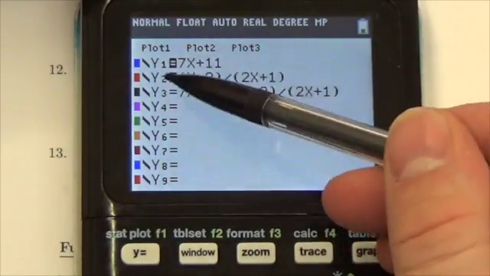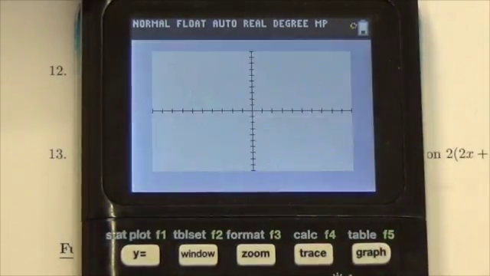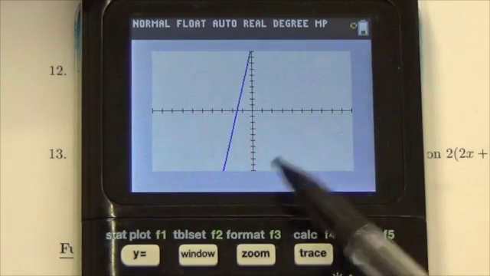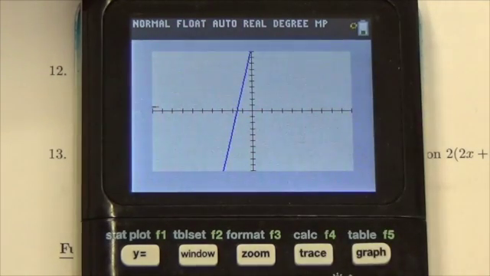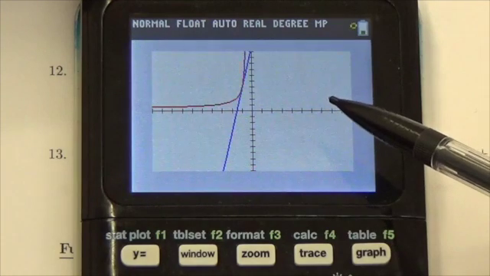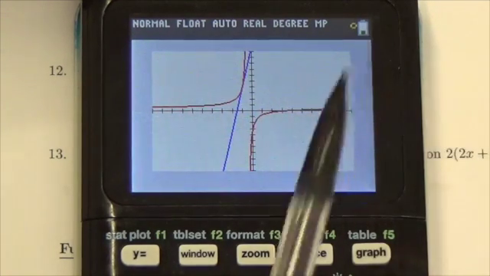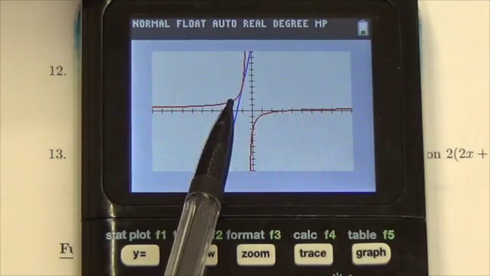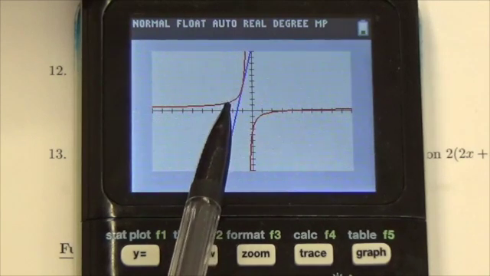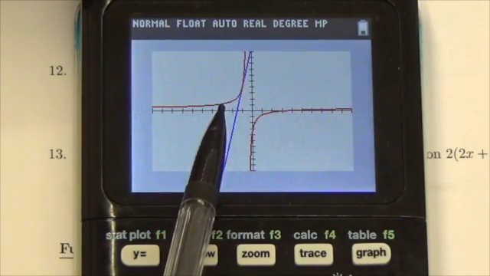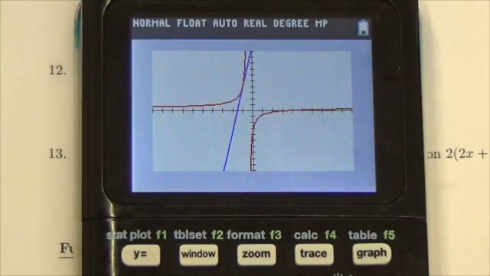I'm going to graph those two right now, and I'll press zoom number 6, so I have standard zoom settings. There's the left side of the equation. Here comes the right side. Now it looks to me like this line is running tangent to that curve right there, but I can't really tell at this point.